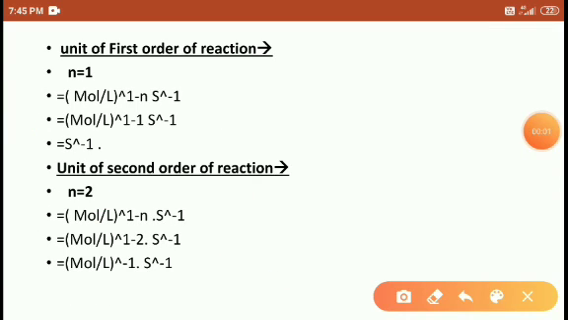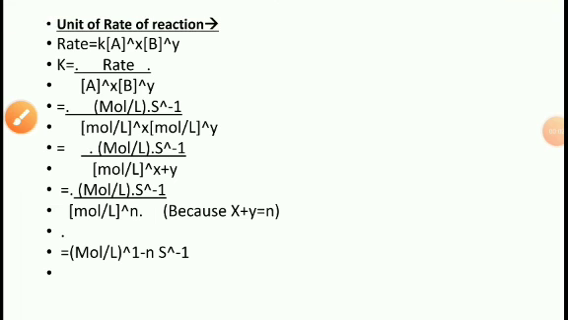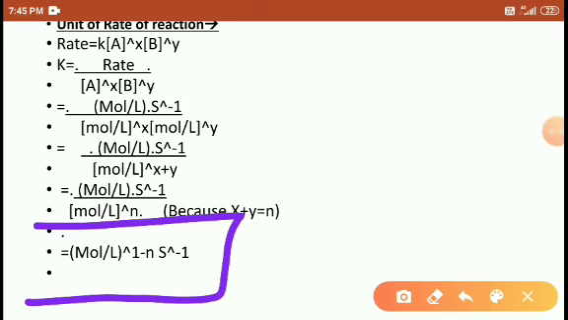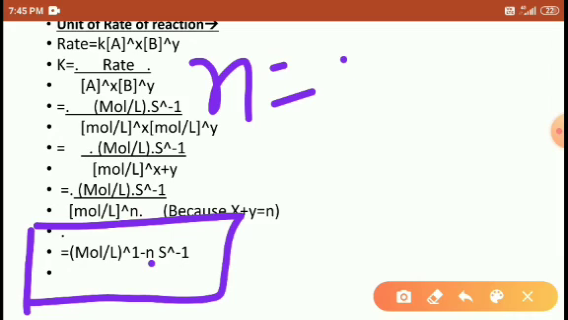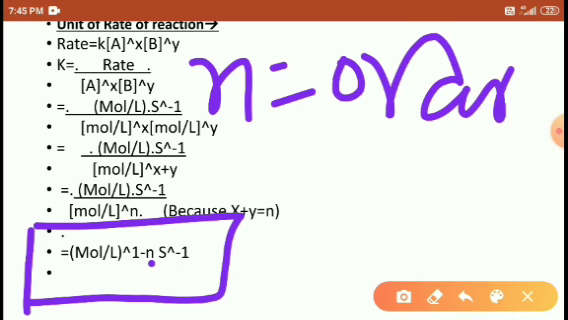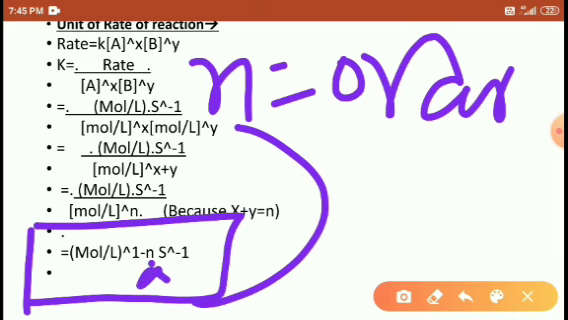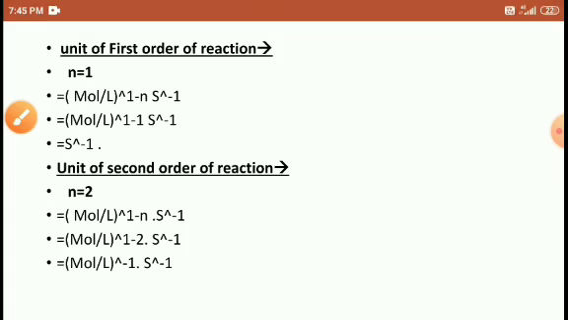So the unit of first order, students, how do we find it? In this slide, students, look at here, moles per liter per second. The n value is here. The n means, students, the n is the order here. All the orders, first, second order values, we have to substitute in place of n. Then we get the answer. So look at here, students.